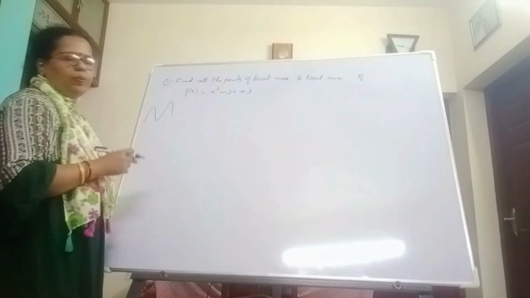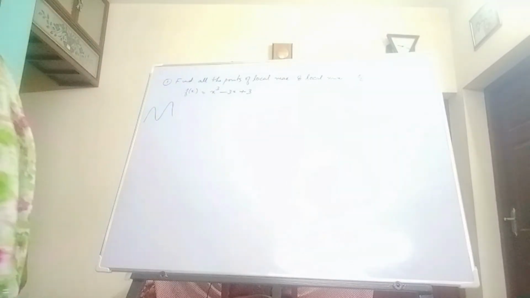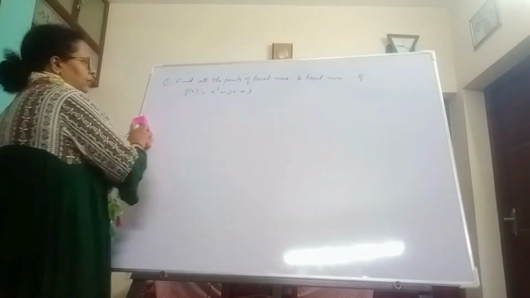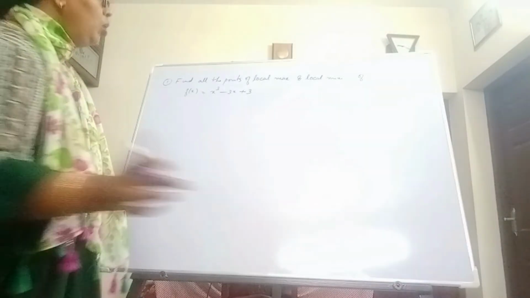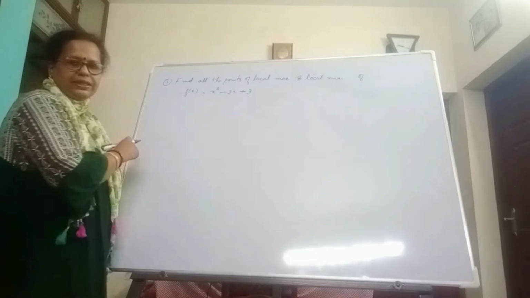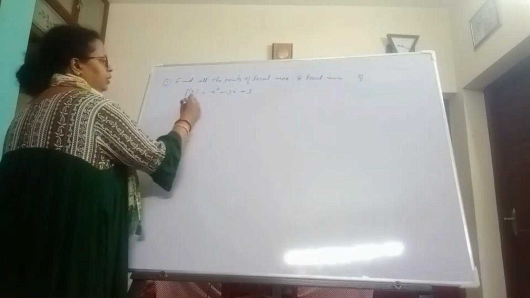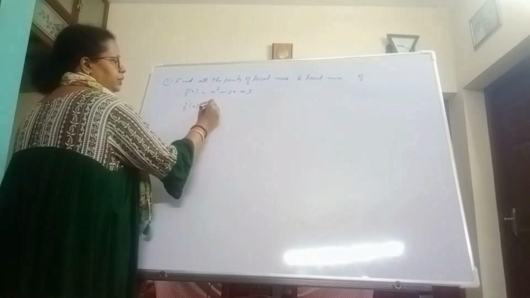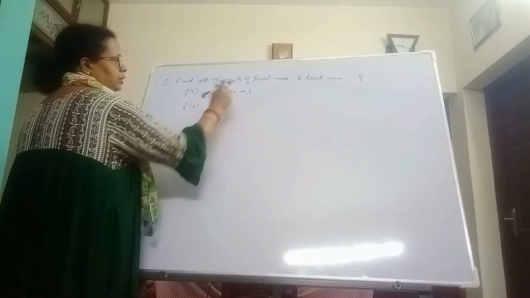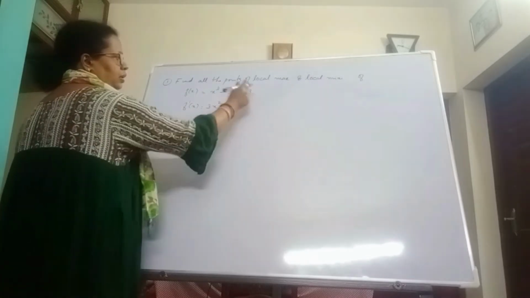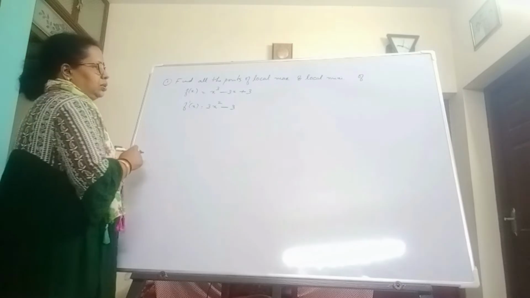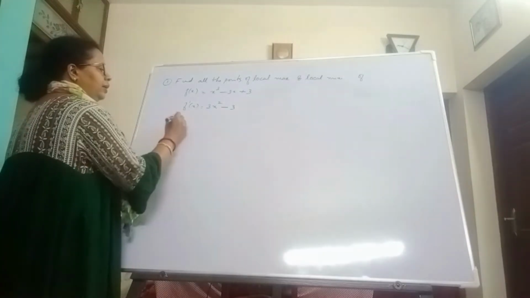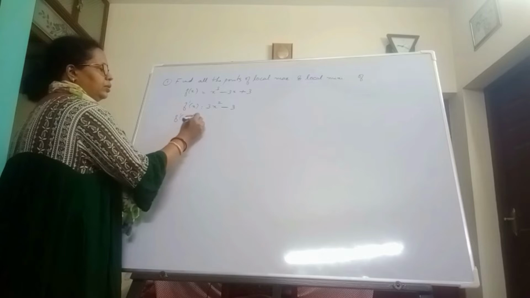That's why all points of local maxima and local minima is asked. So how to find? Whether it be maxima or minima, we know f dash x is 0. So first find what is f dash x. Derivative of x cube is 3x squared, minus derivative of 3x is 3, and derivative of plus 3 is 0. So f dash x is 3x squared minus 3. For finding maxima or minima, equate it to 0.